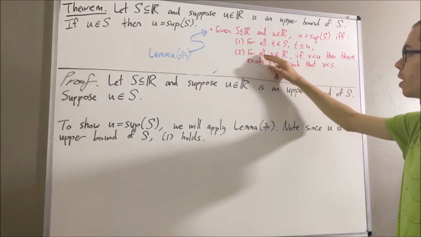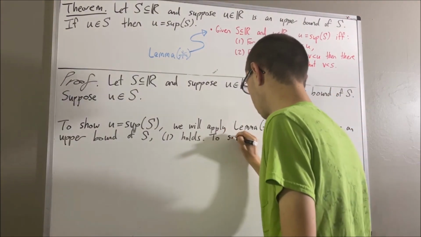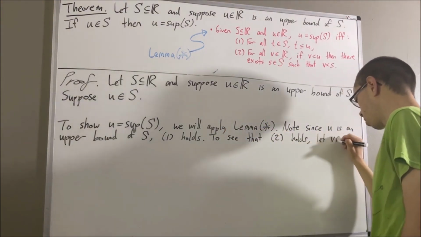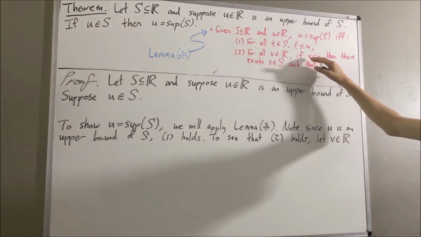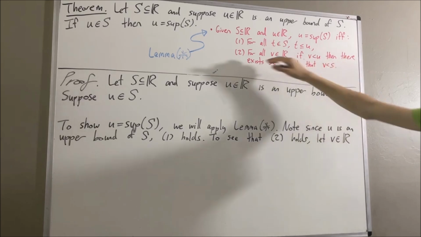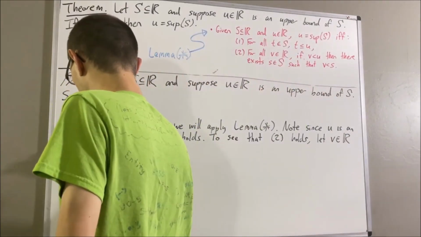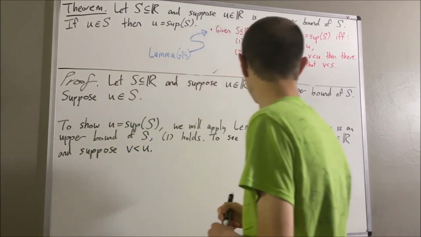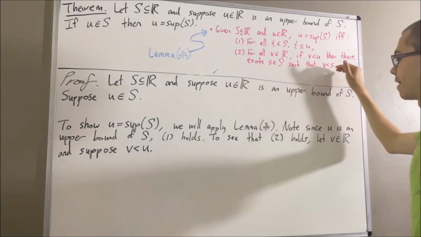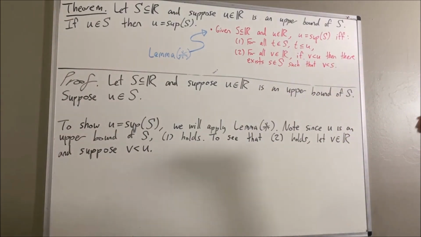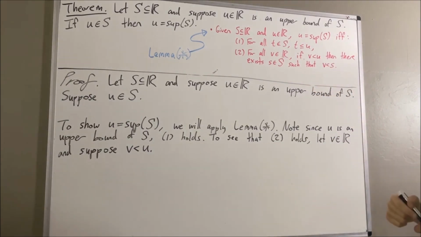And we're trying to prove the statement about every real number, so give me an arbitrary real number. I'll call it V. And with this arbitrary real number V, we want to prove if this is true, then this is true. So let's suppose that V is less than U. And from here, we want to show that there exists an element S in S such that V is less than S. Well, if we take S to be U, then we're all good.